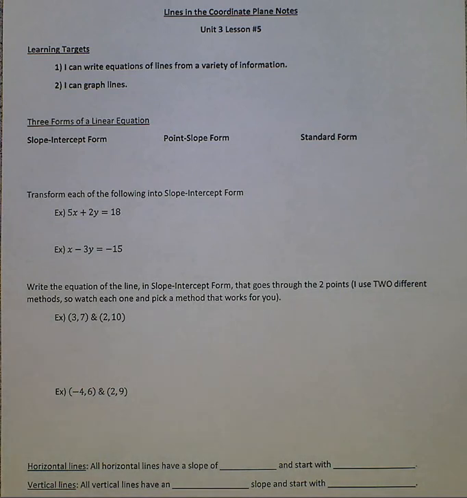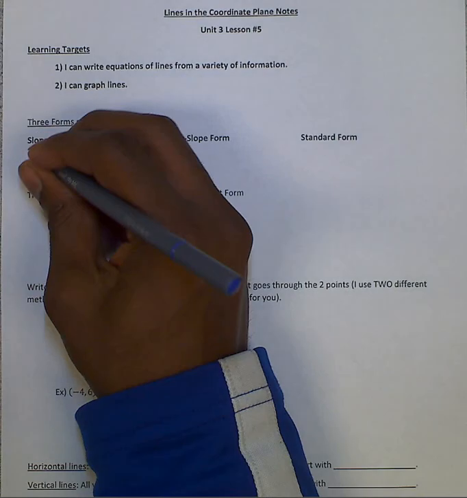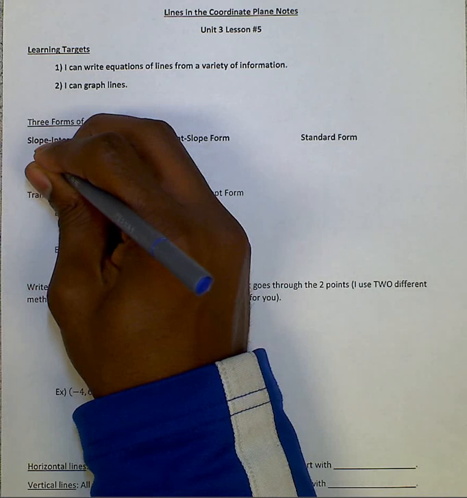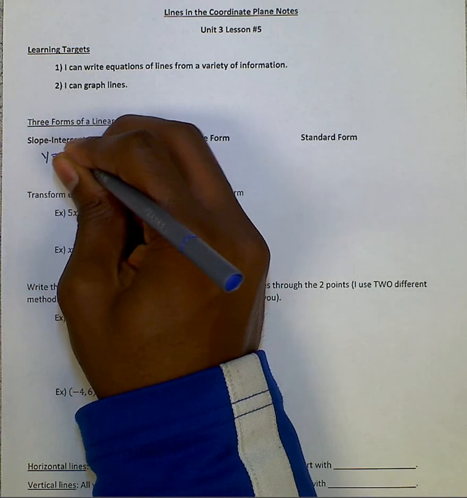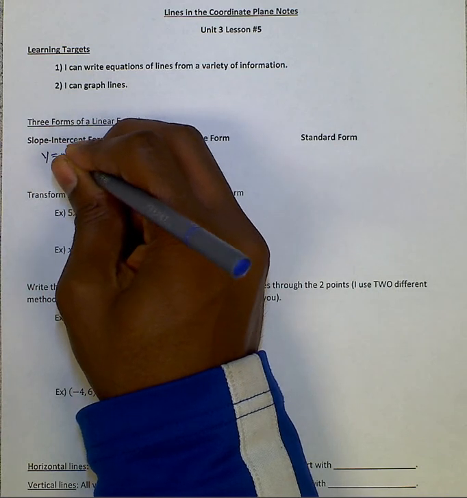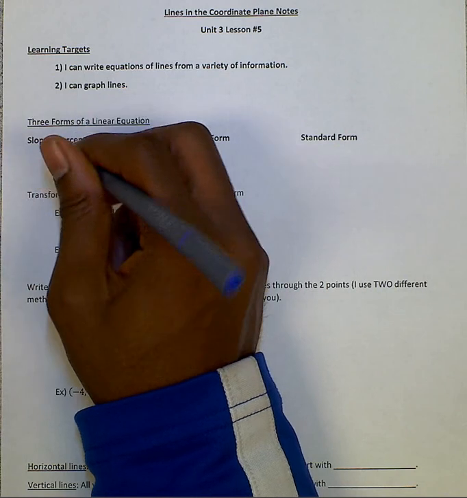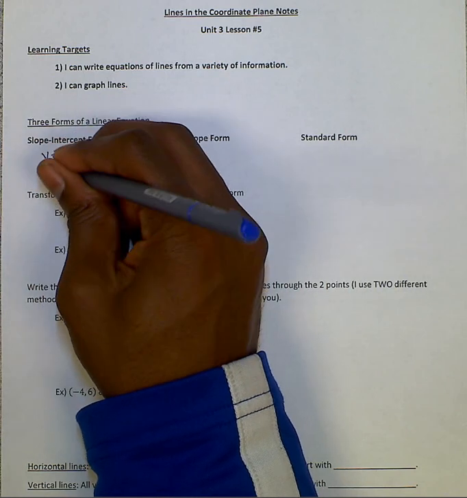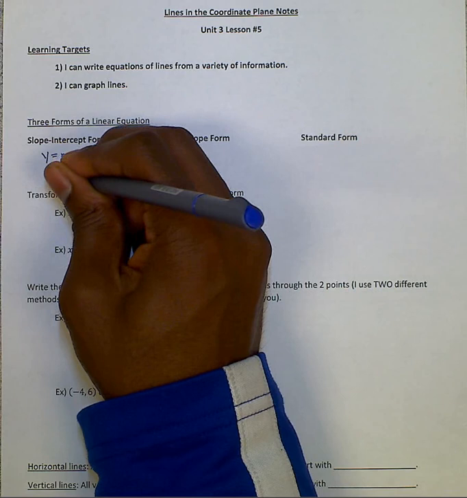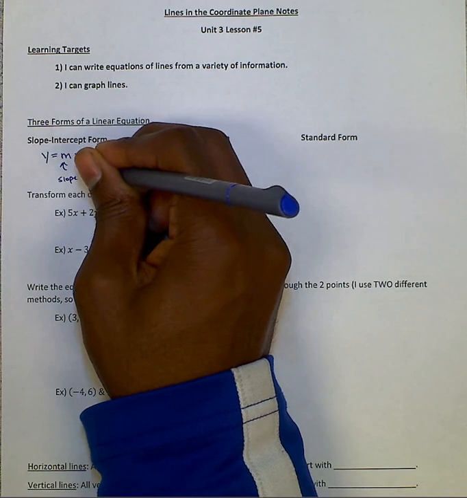The most common of these forms is slope-intercept form. Y equals mx plus b. X and y are our x and y coordinates. Our m is our slope, and our b is the y-intercept.